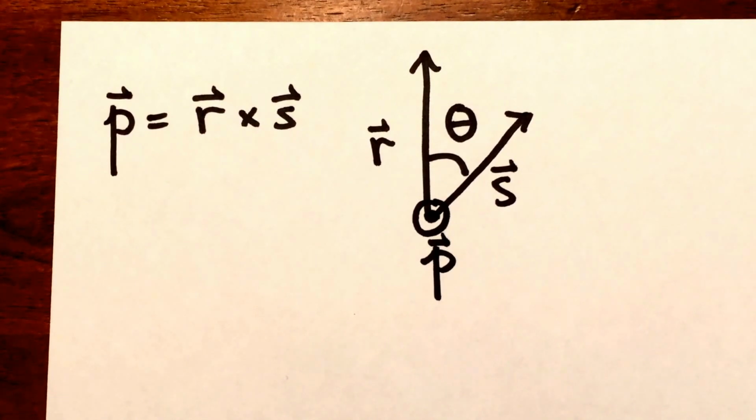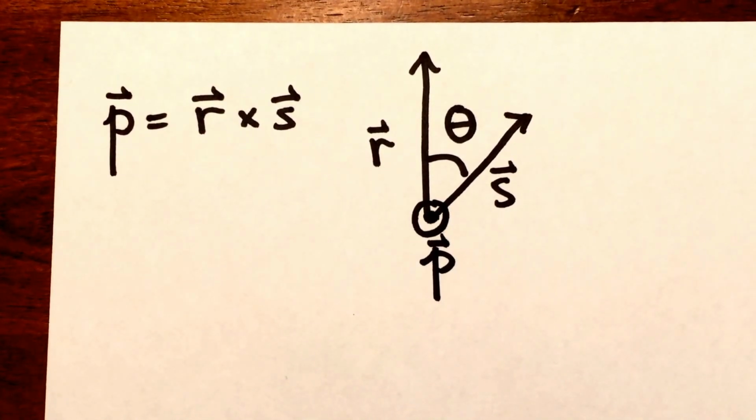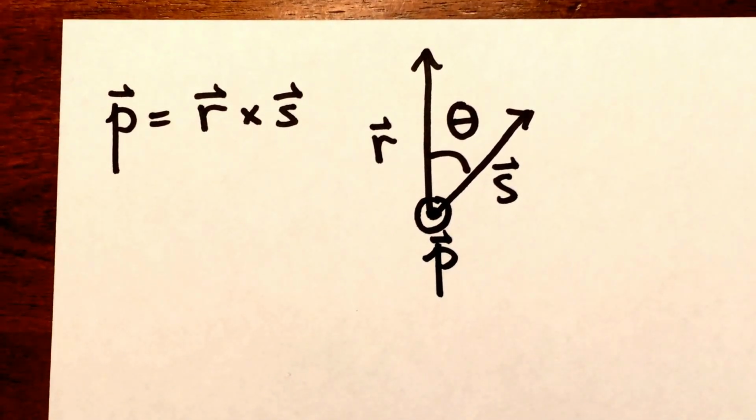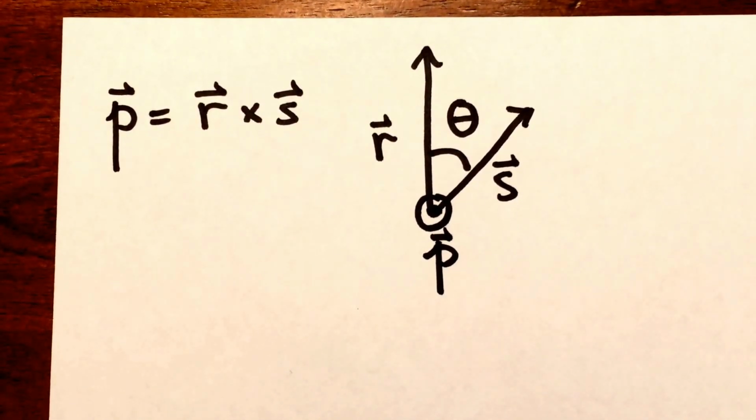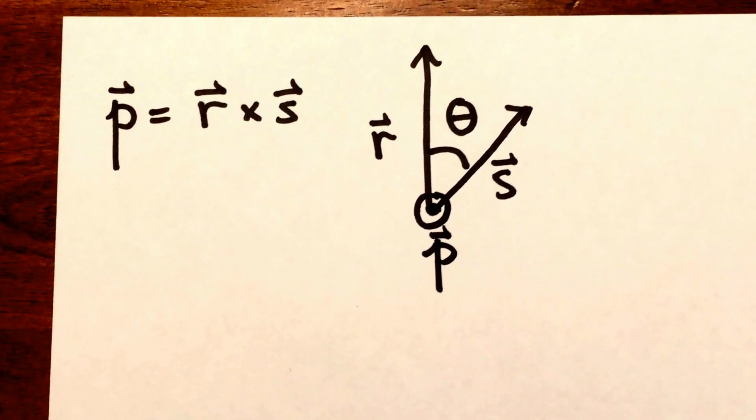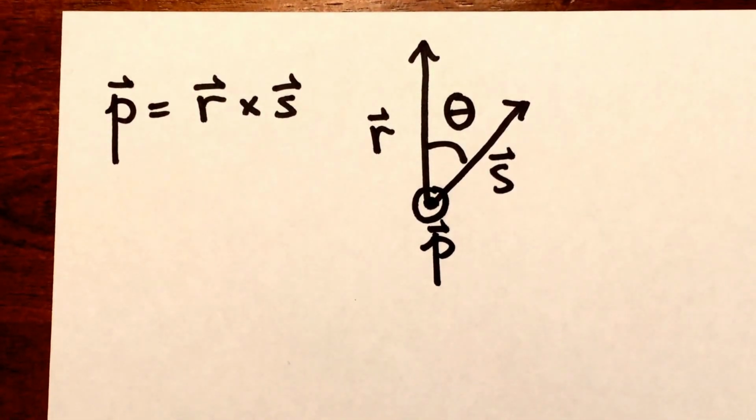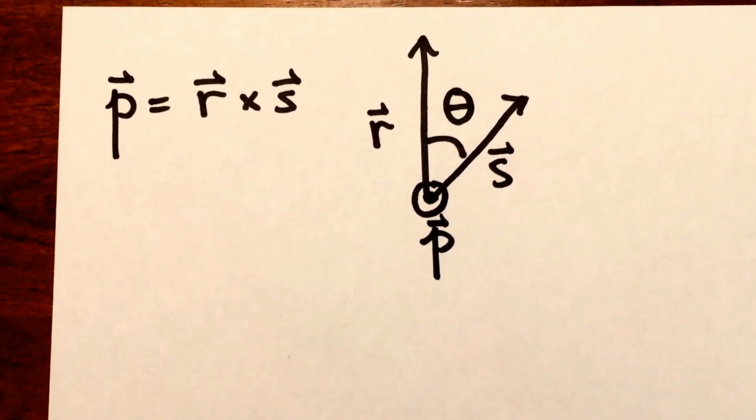When you take a cross product between two vectors, the vector that comes out is a vector that's perpendicular to the two operands. So in this case, R and S vector, I've drawn them as being in the page here, and the resultant P vector points out of the page. So P is orthogonal to both R and S.